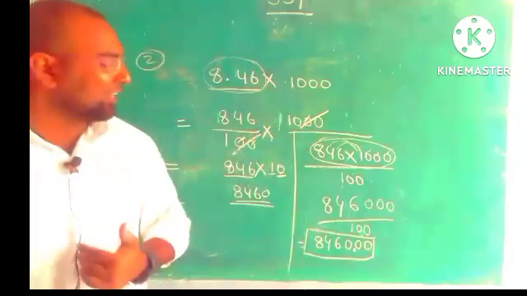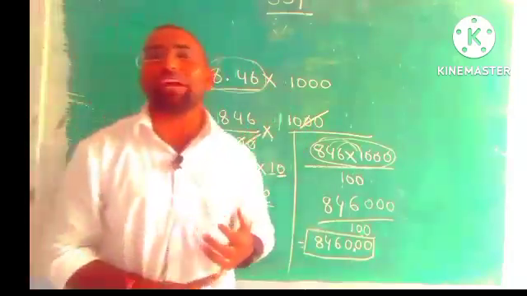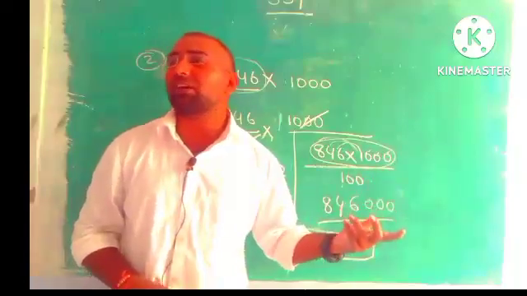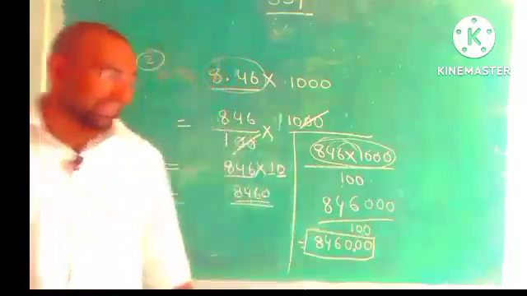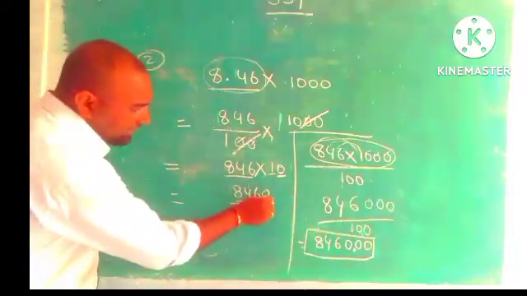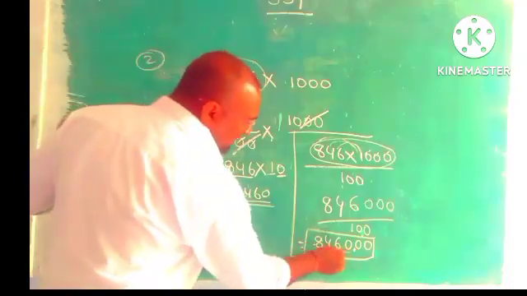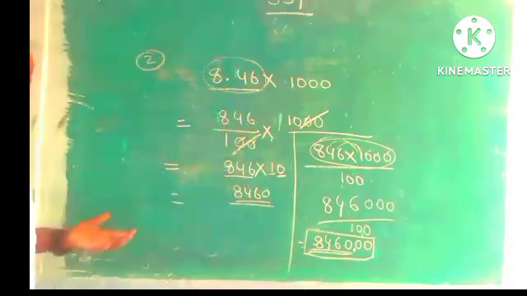We know one thing, after the point there is no value of 0. Point के बाद 0 का कोई मतलब नहीं होता है. Now see this answer, 8460. Is this clear now?